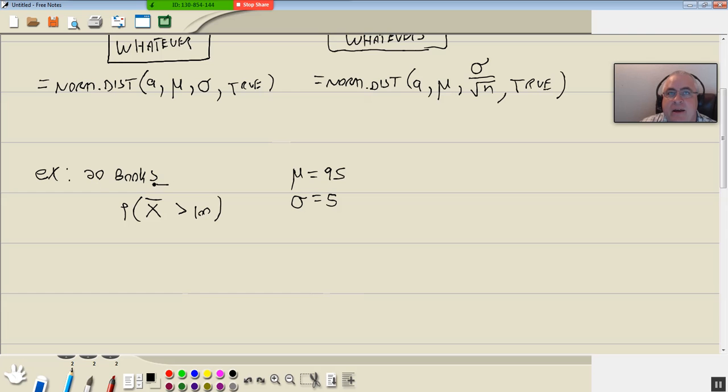Now, since we're talking about many whatevers, specifically many books or 20 books, that's where we'd use this formula on the right side. So we'd have norm dist.